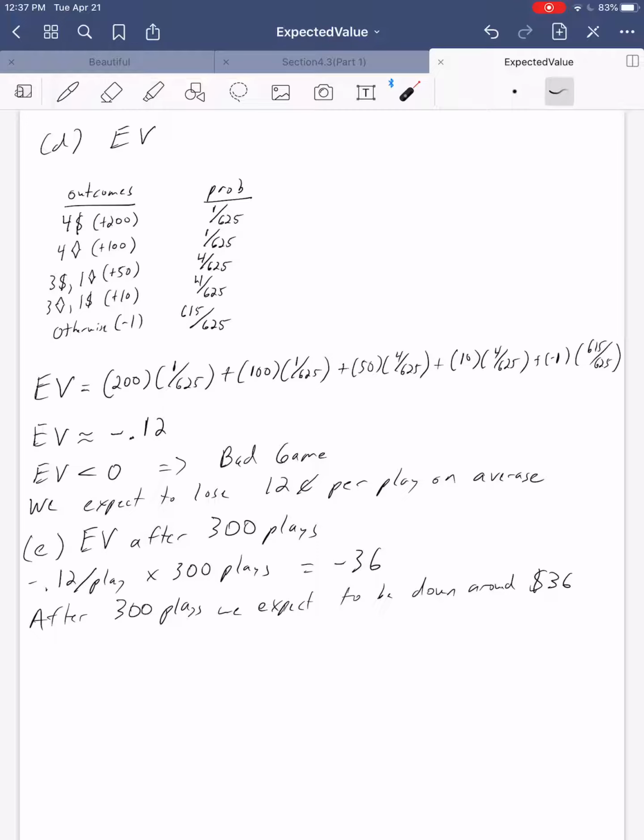And you can see that all of this is basically saying that the longer we play, the worse and worse it's going to get for us. If we did this as the expected value after 3,000 plays, this would be negative 360. It would be even worse because the longer we play, the more and more we lose. And if you think about it, that's the entire way that the casino industry is structured.